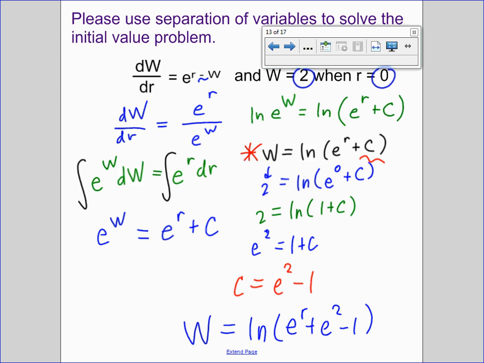Do we have any floating constants around? No. r is our independent variable. w is our dependent variable. This is just like a function y equals f of x. Here it's just w equals f of r. So we're good. We don't have any k's or a's or c's floating around. We found the particular solution. That's pretty sweet.